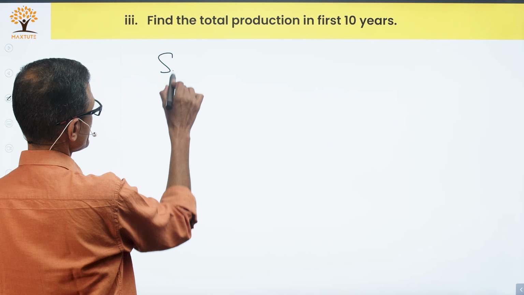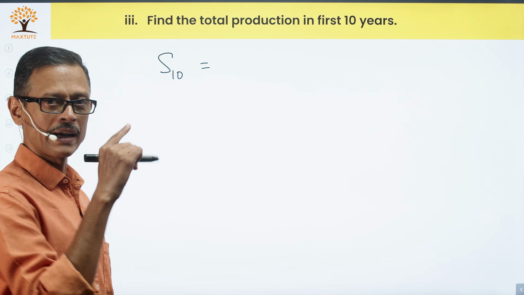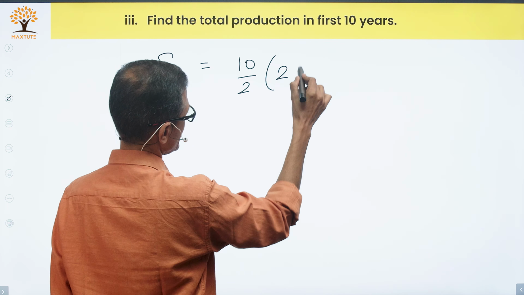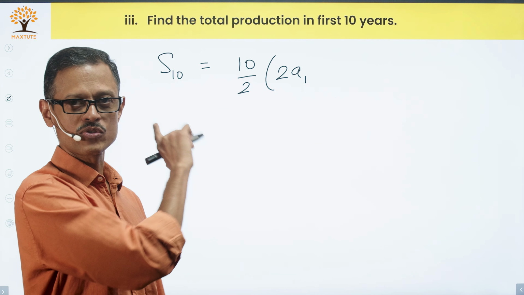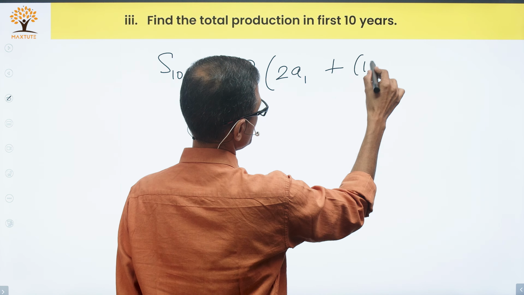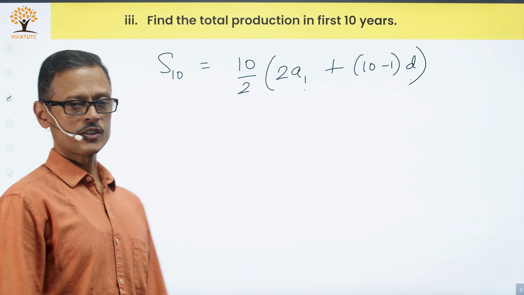So the sum of the production in the first 10 years, we'll call it S10. The formula for S10 is n by 2, where n is 10. 10 by 2 into 2A1. We'll write it right now as 2A1 and then substitute the value subsequently. Plus n minus 1 into D, which is 10 minus 1 into the common difference. A1 and D we know from the first part.